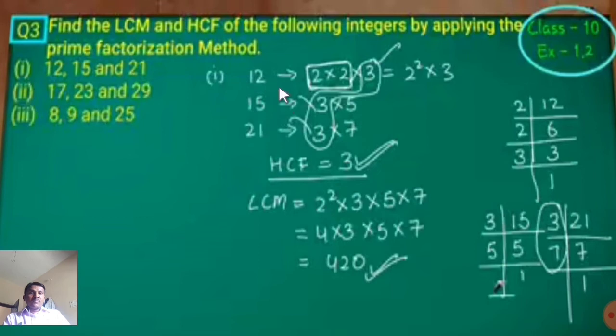What is the LCM of these three numbers? For LCM, you have to consider the highest powers. For 2, the highest power is 2 raised to 2, into the highest power of 3, which is only 3 in all the cases, so 3 into the remaining factors 5 into 7. You have to multiply all the factors and find the product, which gives the LCM. See, 2 raised to 2 is 4 into 3 into 5 into 7, that gives us 420. This is the LCM. HCF is 3. This is the first question from the third question.